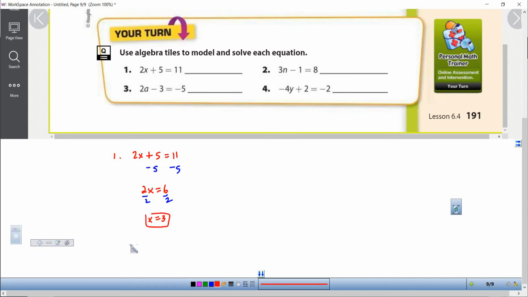And then, of course, we could check our answer. 2 times 3 plus 5 is equal to 11. 8 plus 5 is equal to, I'm sorry, 2 times 3 is not 8, Mr. Reeves. 2 times 3 is 6. 6 plus 5 equals 11. I was looking at that going, no, 8 plus 5 is 13. I got the wrong answer. No, I just did my math a little bit wrong.